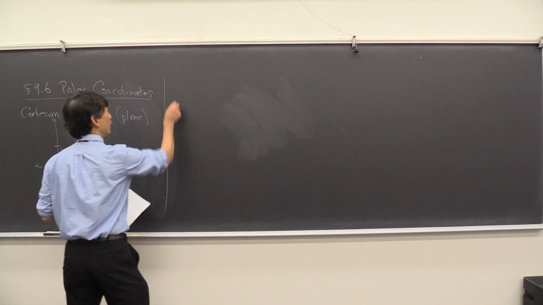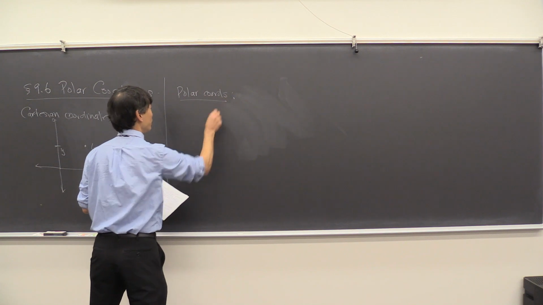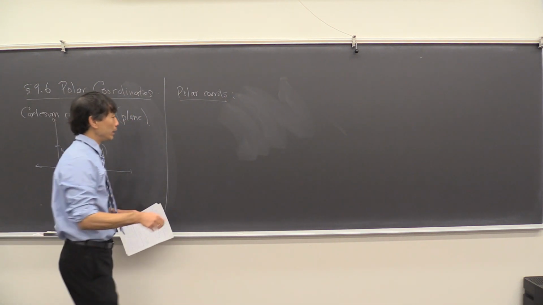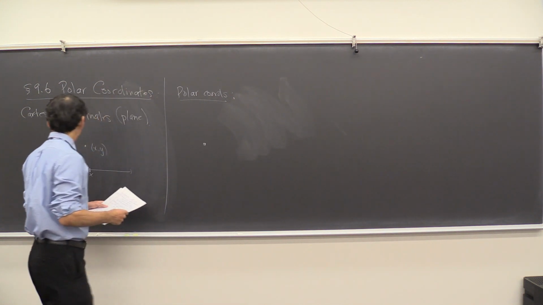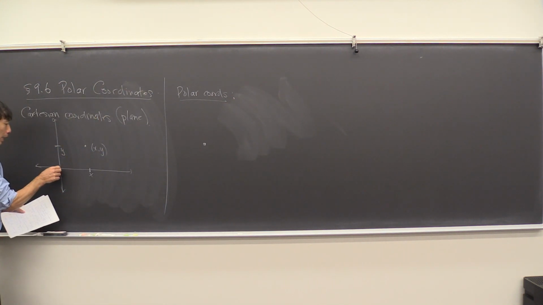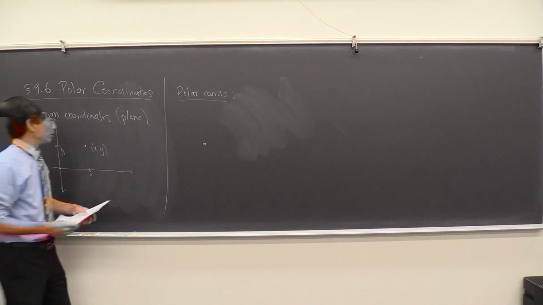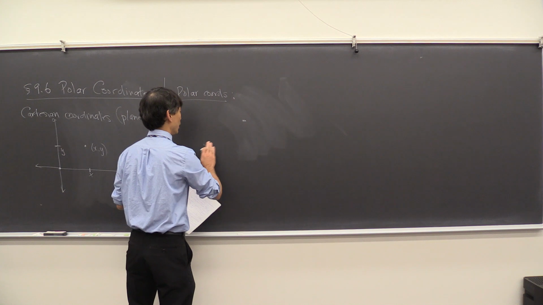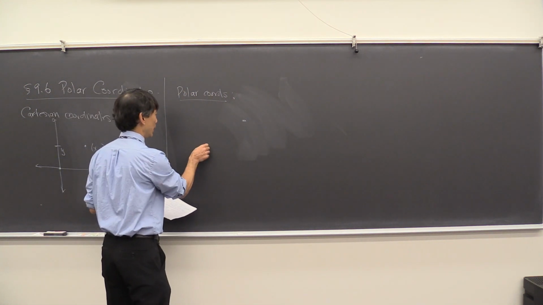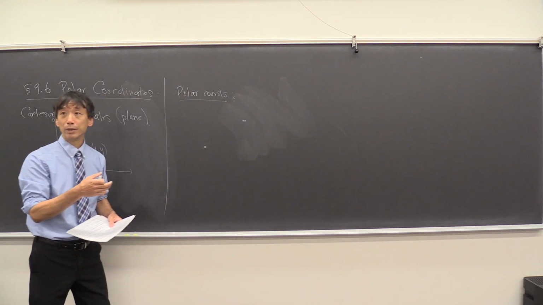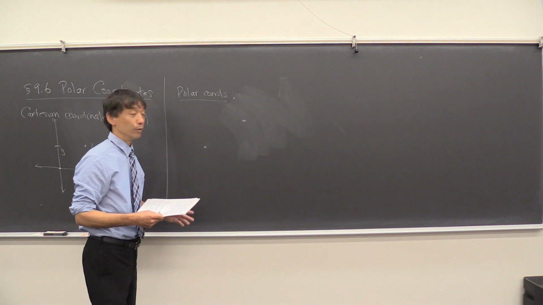But there's another one called polar coordinates. And what that is is a little bit funny. Instead of having these two lines meet at an origin, you just fix some point. So you have this point here on the plane, and you want to give it some coordinates. What you do is you fix some point, and you say that's going to be my origin. Okay, that's called the pole. I think that's why this is called polar coordinates.